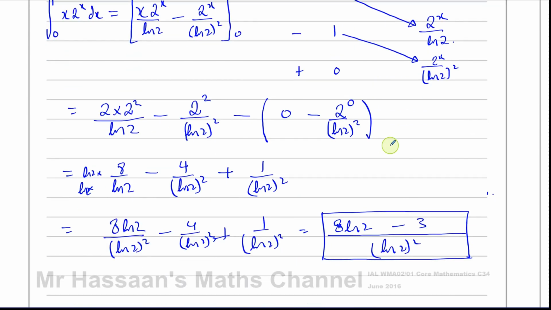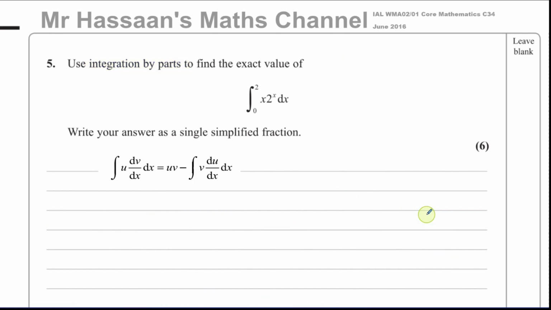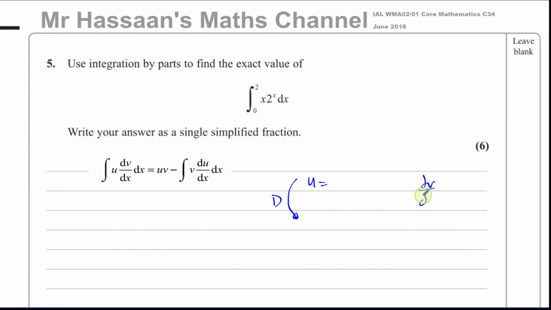Okay, I'm also going to show you how to do the same question using the traditional integration by parts formula. So I'm going to do that as well. In this case, we have the formula, which we can take from the formula sheet in case you forget it. Basically, one of the two products has to be called U and the other one has to be called dv dx. So U is the one that we have to differentiate, and dv dx is the one that we have to integrate.